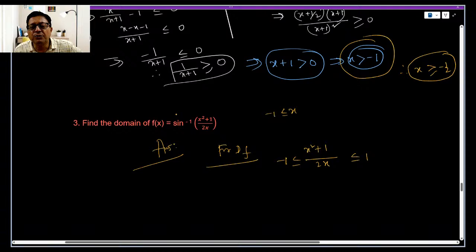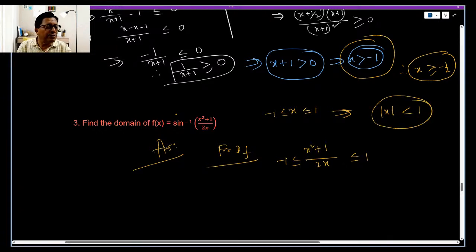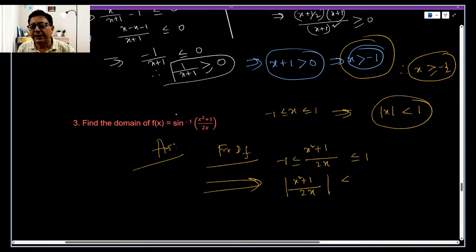x greater than or equal to minus 1, less than or equal to 1. What does it imply? Mod x less than 1. So why don't you merge these two? You can merge. So this implies what? Mod of x square plus 1 by 2x is less than or equal to 1.